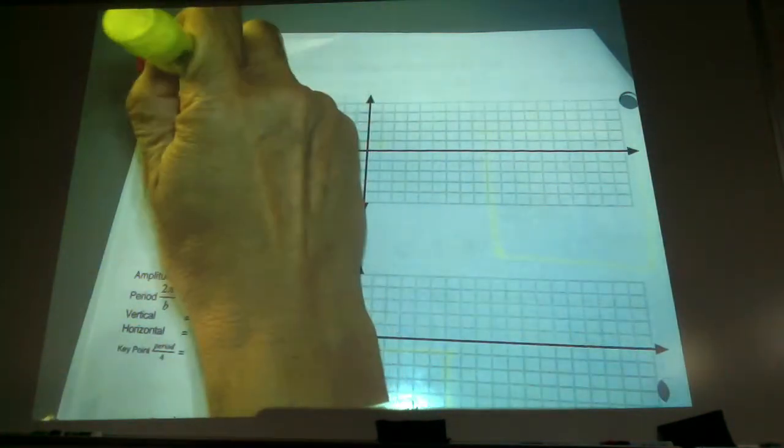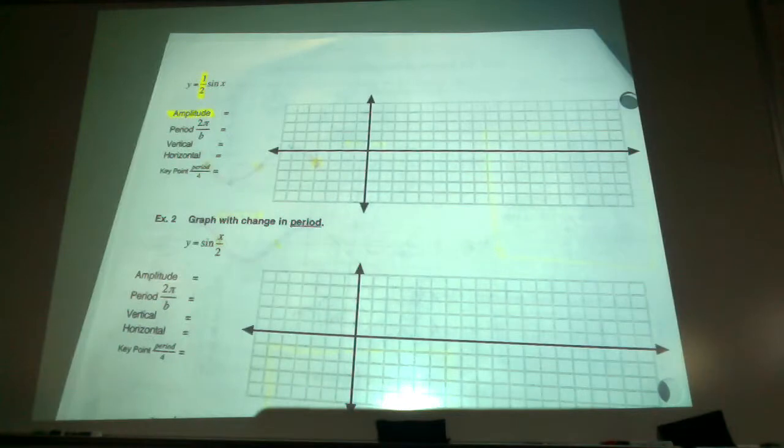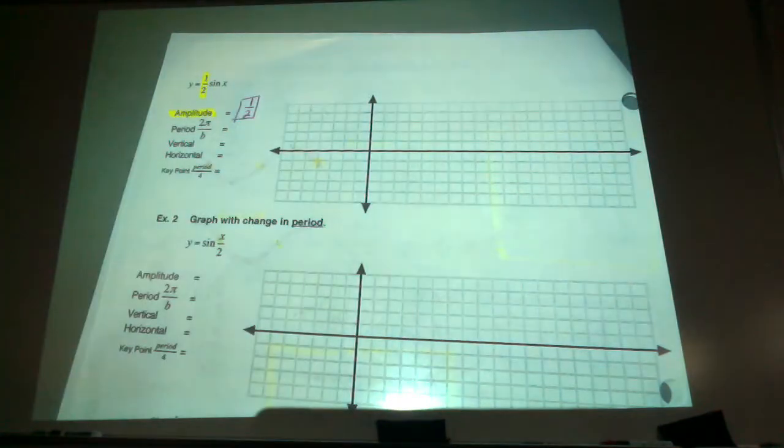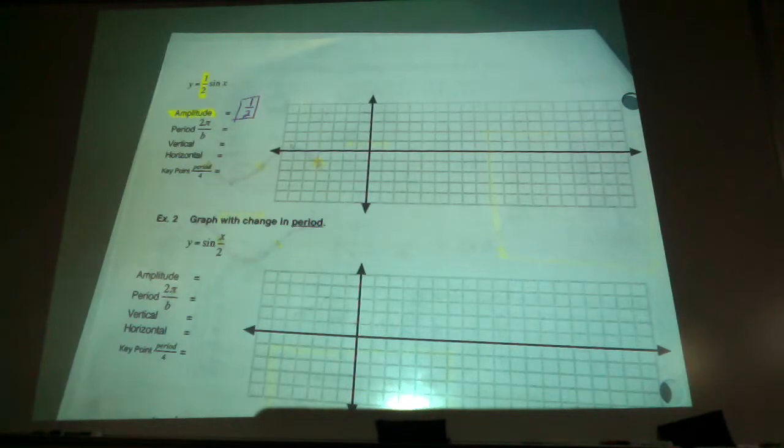Okay. So on this one, what represents amplitude? So 1/2. So that's the only thing that's different. So our amplitude is 1/2. That means we're only going to go up 1/2 and down 1/2. So that's really squishing it down. And so you're going to see me stretching out my increments a little bit, and I'll show you how to do that in a minute.